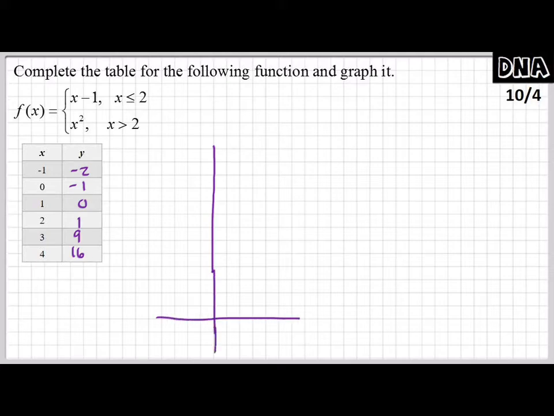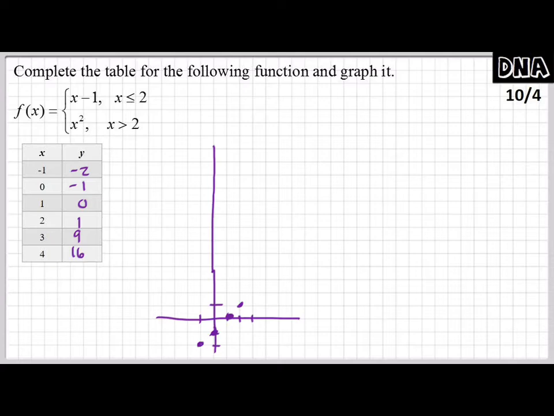Okay, so for -1, we go down to -2, so I go bam, bam, bam, and I put a dot right there. And for 0, I go to -1. And for 1, I go to 0. And then for 2, I go to +1. And then something happens when I go to 3. When I go to 3, I jump up to 9.